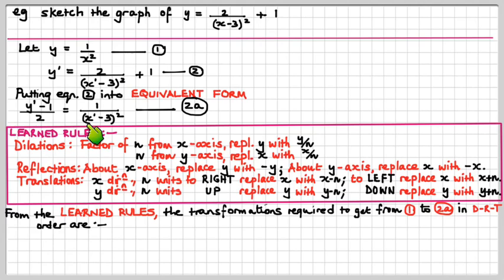So from the learned rules, that's equivalent form. Alright, we've got to do D, then R, then T. So D, there's a D there. That's a dilation of a factor of 2 from the x-axis. Have we got any reflections? No. Have we got translations? Yes. There's 1 unit up and 3 units to the right.